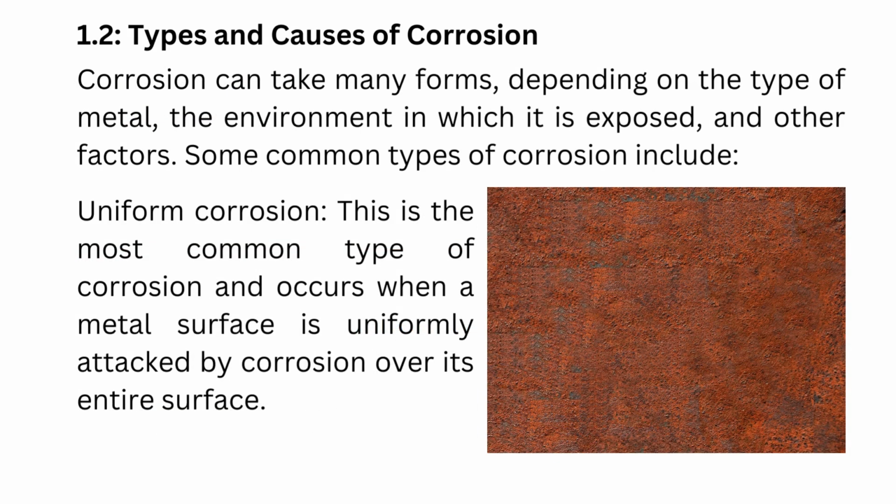Section 1.2, Types and Causes of Corrosion. Corrosion can take many forms, depending on the type of metal, the environment in which it is exposed, and other factors. Some common types of corrosion include uniform corrosion. This is the most common type of corrosion and occurs when a metal surface is uniformly attacked by corrosion over its entire surface.